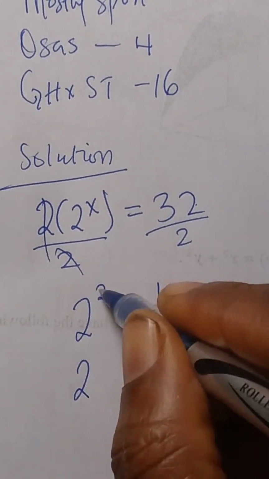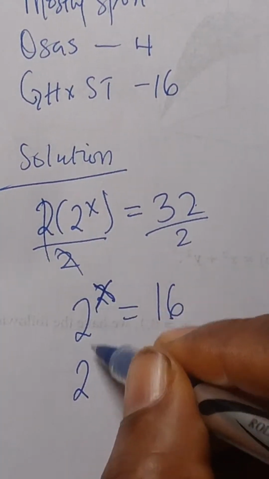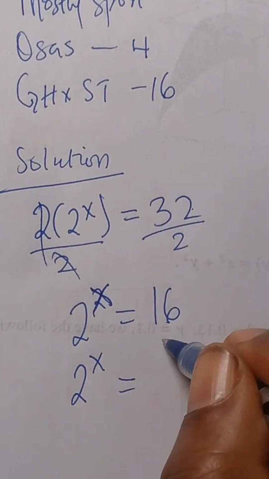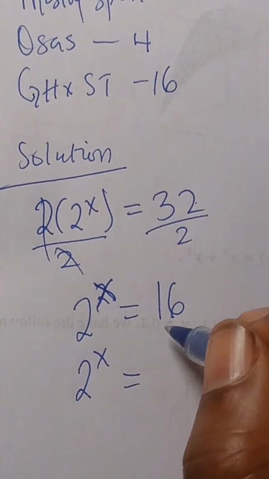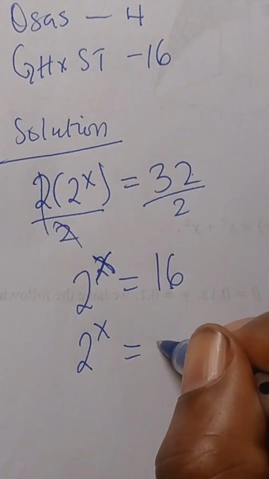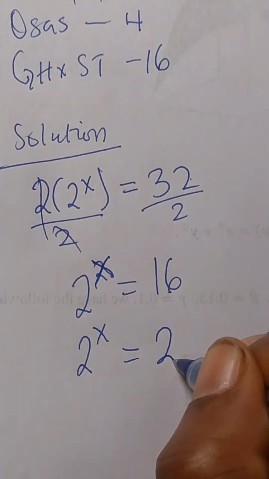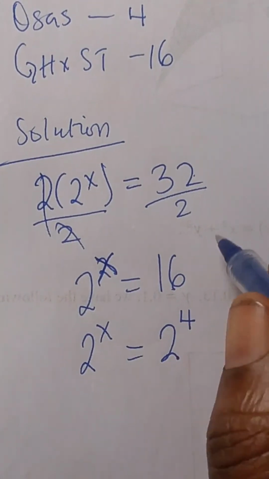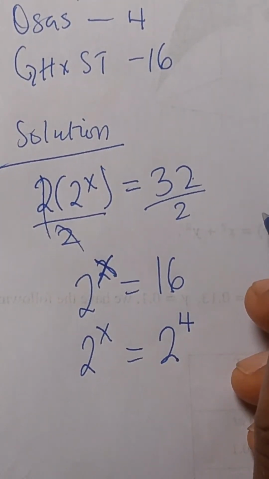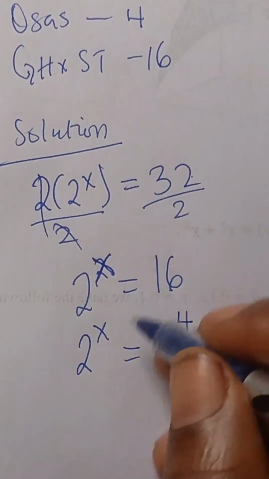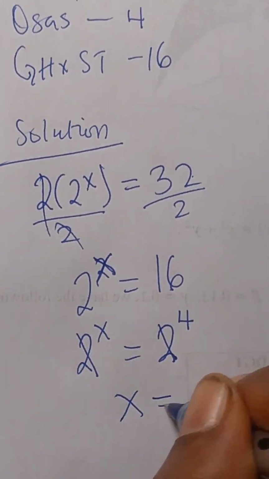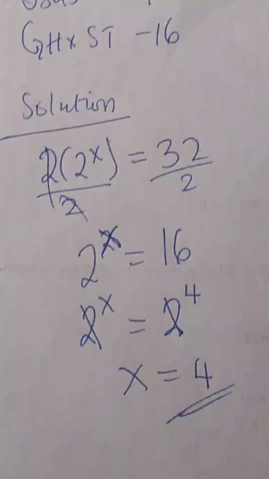All right, we have 2 raised to the power x is equal to 16. We now try to put this 16 in a way that it will have a base of 2. So we are looking for 2 raised to the power what will give us 16. So it's 2 raised to the power 4, because 2 times 2 times 2 times 2 will give us 16. Okay, so the bases are the same. We equate their powers. x is equal to 4, and that is the answer.